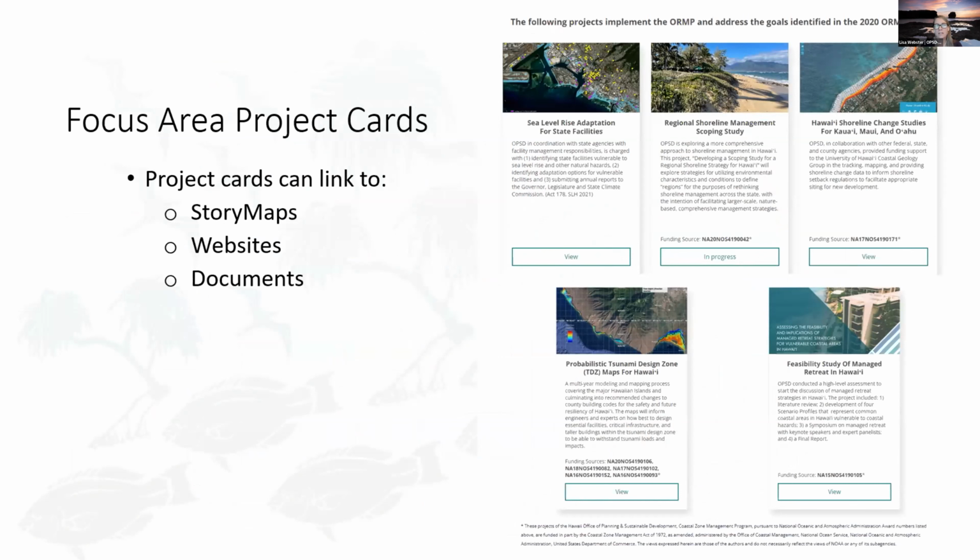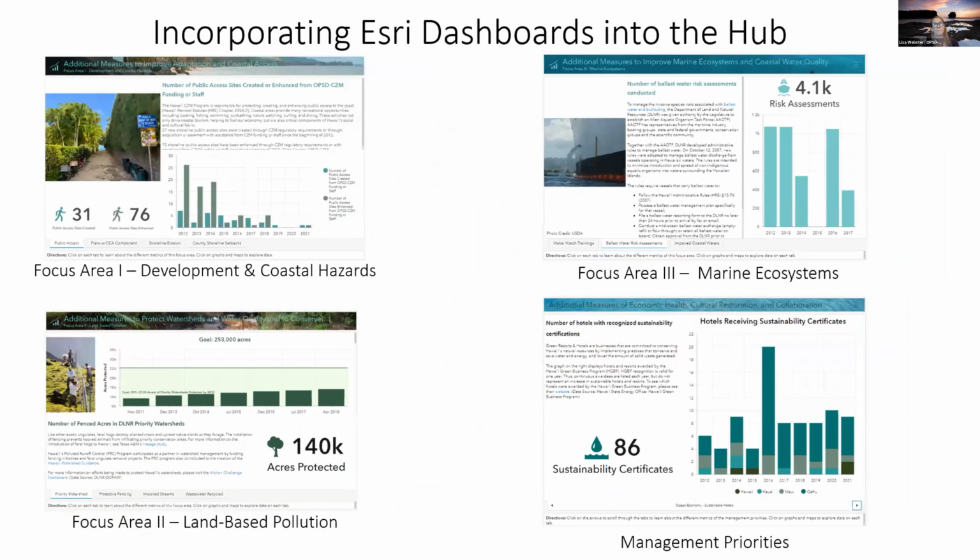The project cards on each focus area page can be linked to story maps, documents, or websites, depending on what we want to share. Some don't link to anything yet, if the projects are in early stages. So a dashboard was built for each focus area to track metrics of partner agencies specific to that focus area. The management priorities page also has a dashboard.